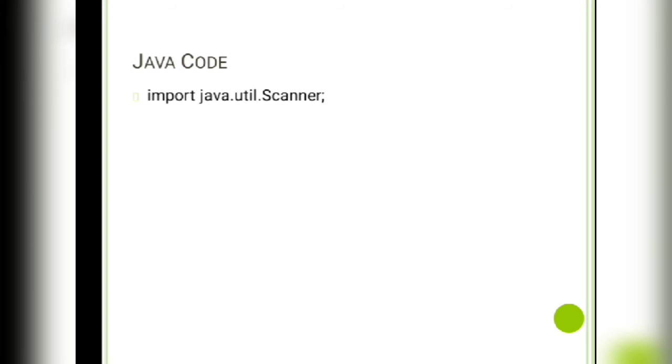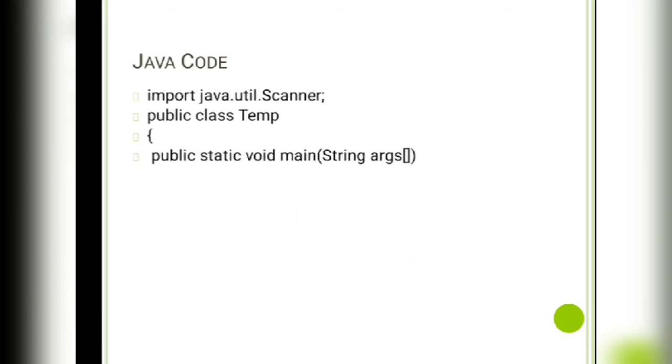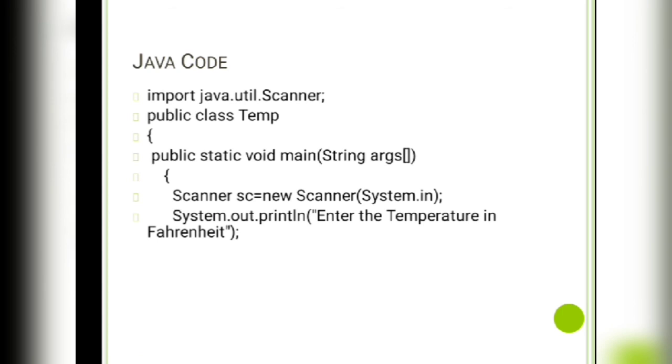Import java.util.Scanner. After that, the class name, I have taken Temp here as the class name, you can choose your own name. Now write the main method as usual, then the Scanner class object. After that we ask the user to enter the temperature in Fahrenheit.